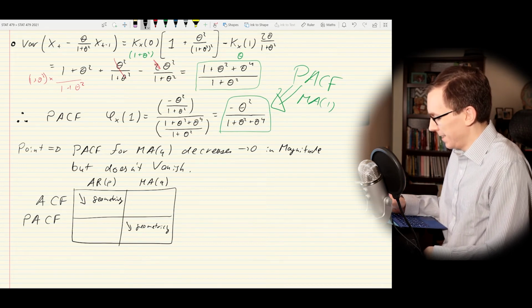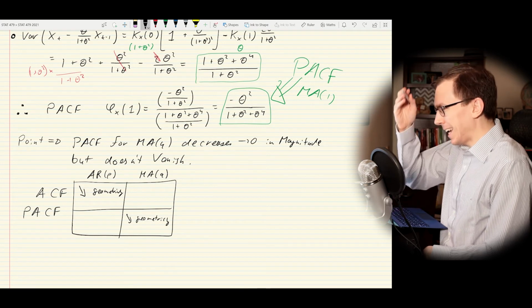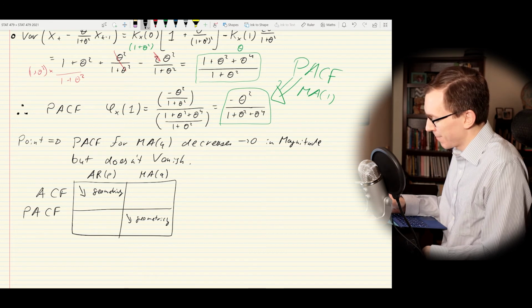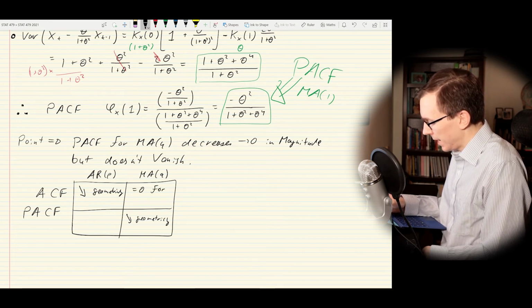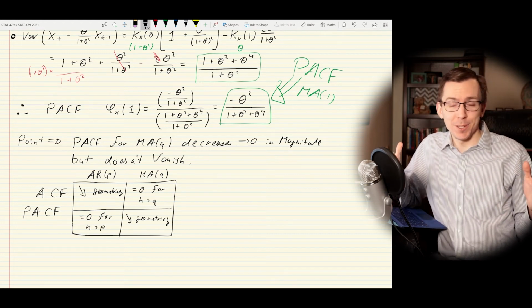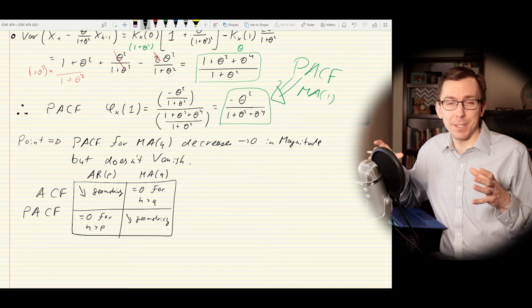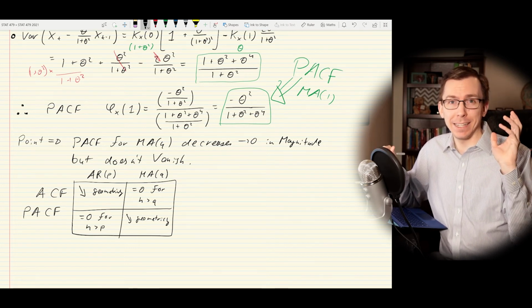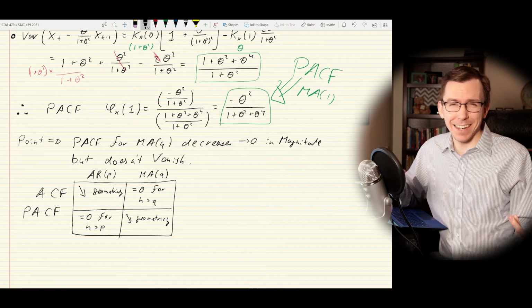But more so, you can just trust me on that one. It decays to 0, but it does so in some asymptotic or geometric sense. Over here, it is equal to 0 for h greater than q, and here it's equal to 0 for h greater than p. And thus, we're going to use these tools to try to figure out what our actual time series data is doing by estimating the ACF, by estimating the PACF, and staring at it and trying to get some sense about what's going on.